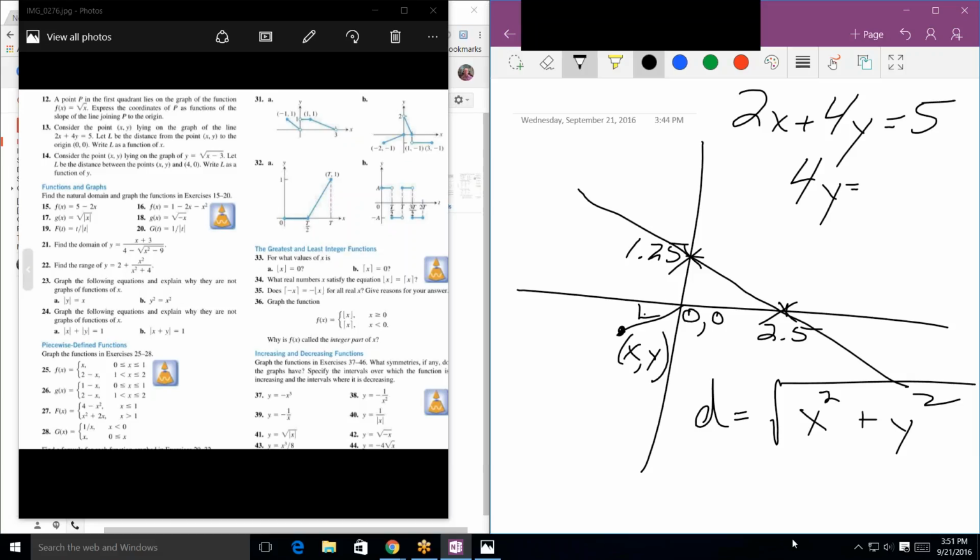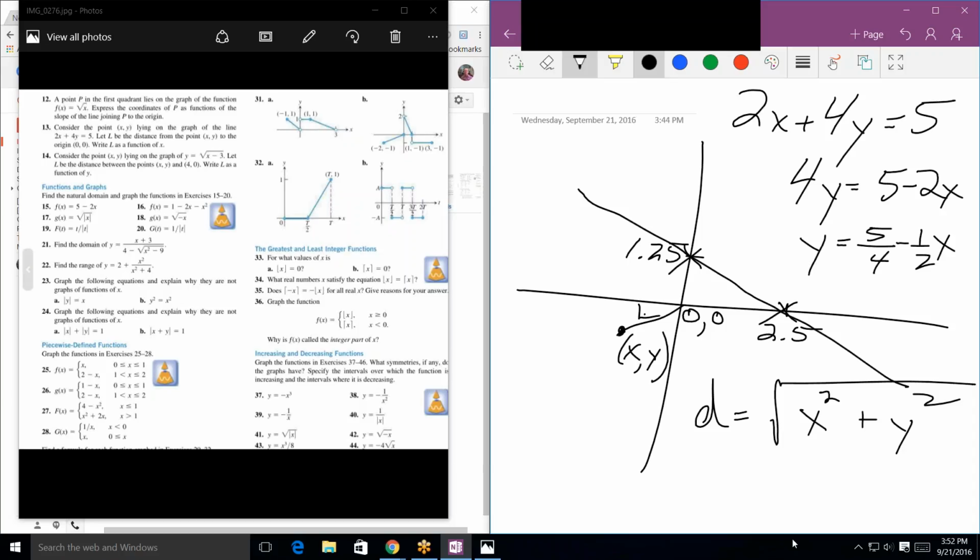5 minus 2x, which means, in other words, I'm just solving this equation for y. Divide by 4. So we have 5/4 minus 1/2 x. So that's what y is based on that line.